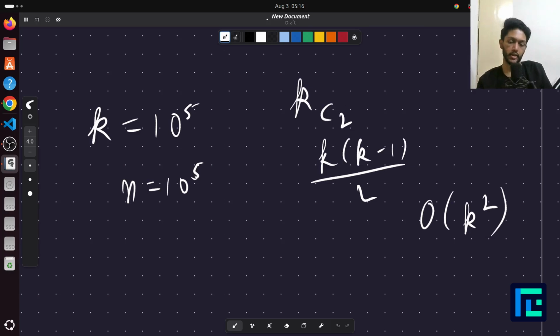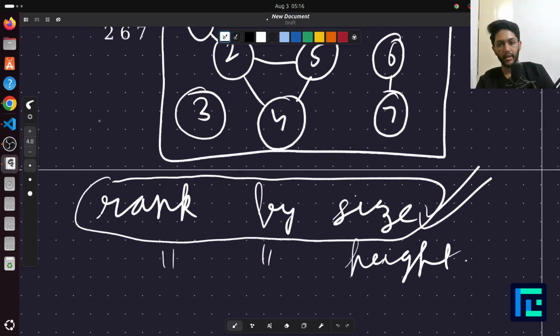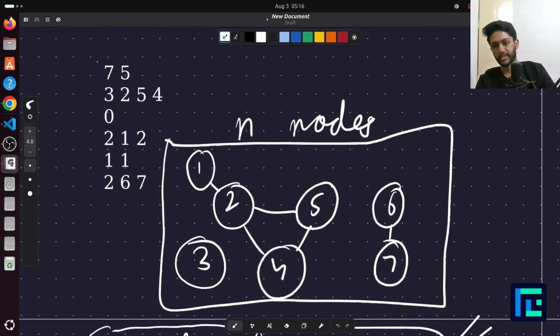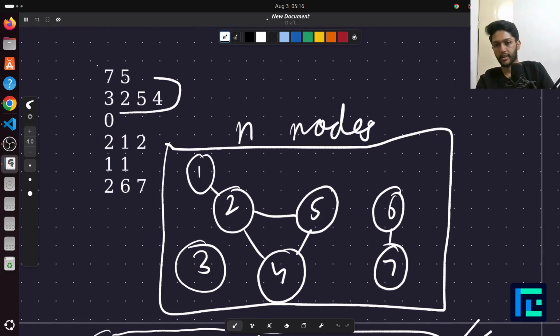So can I modify my graph in such a way that the connectedness of components doesn't change, but I don't have O of n square edges, or O of k square edges basically? I should have fewer edges, but the connectivity should not be hampered, right? So instead of making an edge between all pairs of friends, can I do something else? So yes, I can.